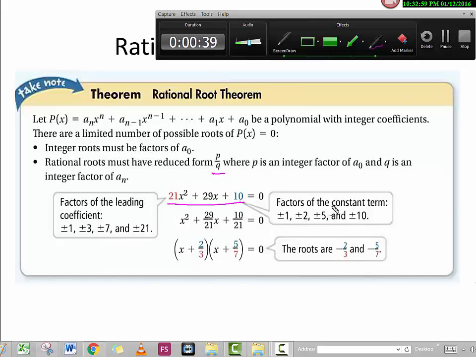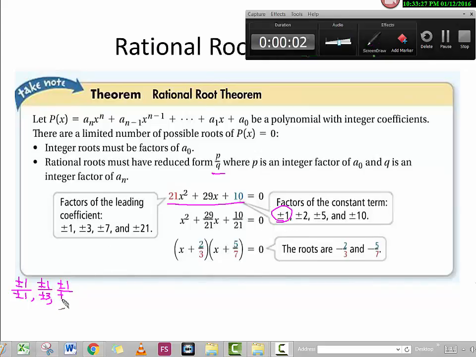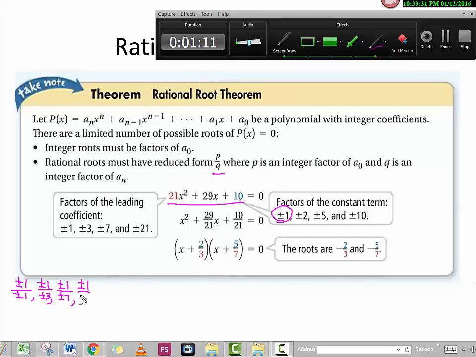We start with the factors of the constant term. I have plus or minus 1 over plus or minus 1, which is the first possible rational root. Then plus or minus 1 over plus or minus 3, plus or minus 1 over plus or minus 7, and plus or minus 1 over plus or minus 21. So the first set is done. The next set is plus or minus 2 over plus or minus 1, plus or minus 2 over plus or minus 3, plus or minus 2 over plus or minus 7, and plus or minus 2 over plus or minus 21. So the second one is done.